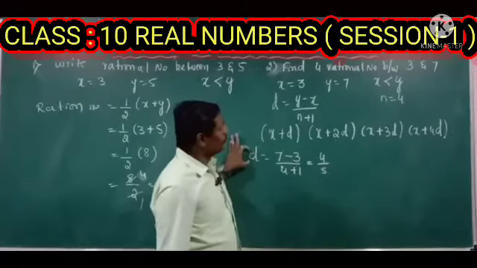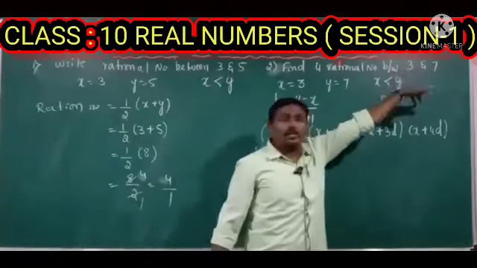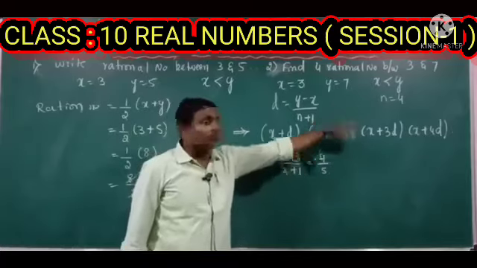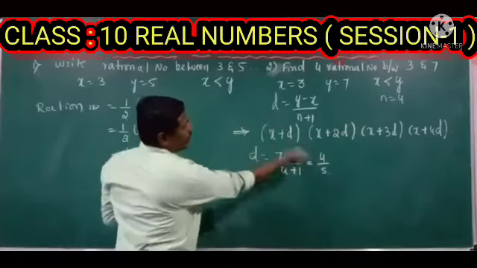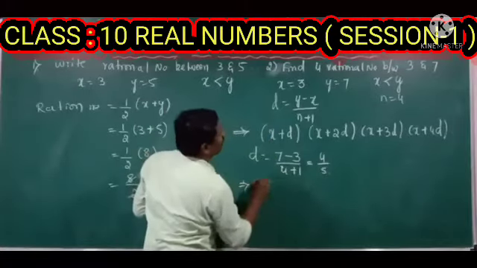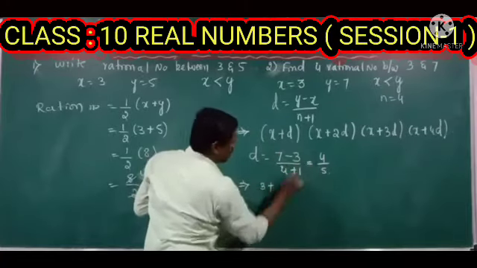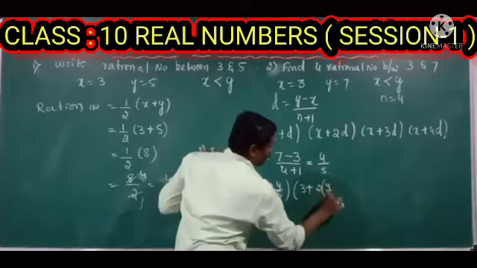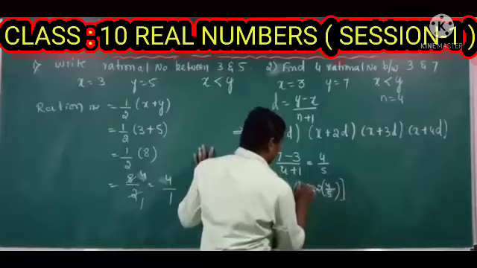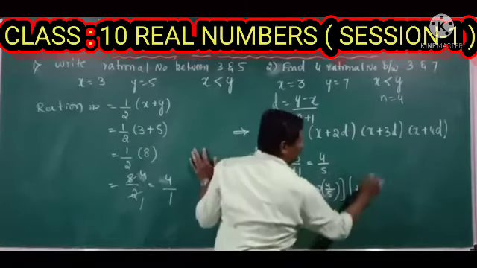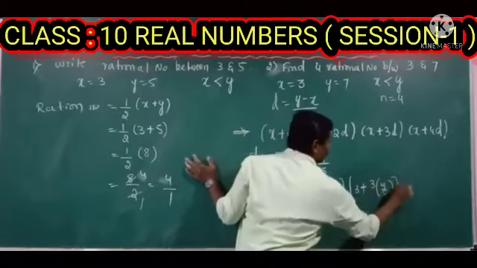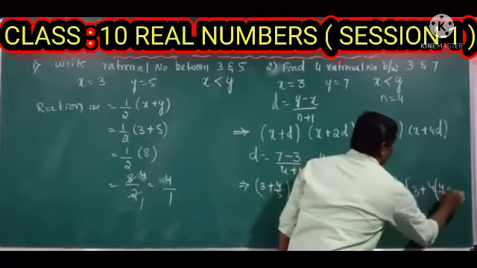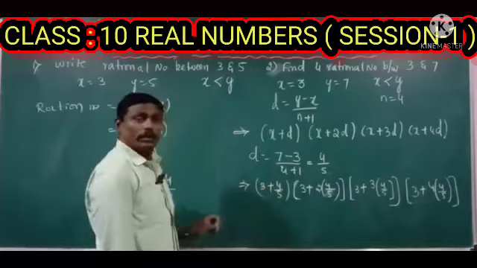By using this d value, we need to write the 4 rational numbers existing between 3 and 7. We have the standard form: x plus d, x plus 2d, x plus 3d, x plus 4d. Just substitute the x value and d value in this form. The first is 3 plus d, where d is 4 by 5. Second, x value is 3 plus 2 times 4 by 5. Third, 3 plus 3 times 4 by 5. Last, 3 plus 4 times 4 by 5. So just simplify and we will get the rational numbers.